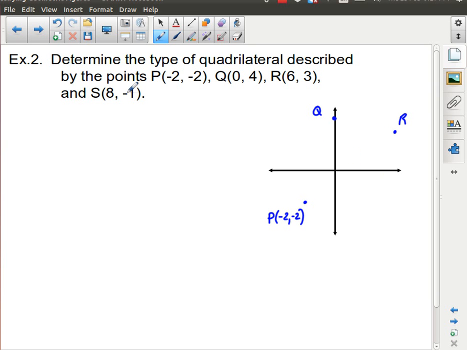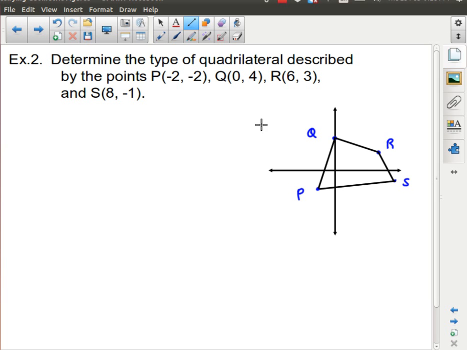I've actually messed up my scale, so I need to bring these things in a little bit closer. So instead I'm going to put P closer to here. And then Q is at 0, 4, so that's about there. R is at 6, 3, which is around there. And S is at 8, -1, so that's around there. I've admitted up front I was being very rough with this. If you had some graph paper, you could certainly do a better job, but this is just a visualization thing.